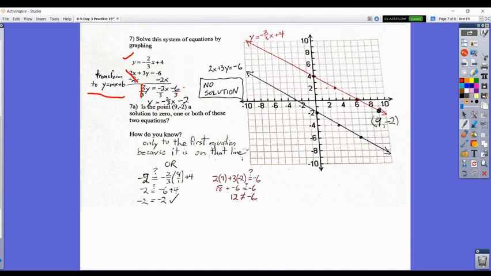You might recognize right away that these two equations have the same slope, negative 2/3. That means when you graph them, the lines are going to be parallel, and that means there is no solution.